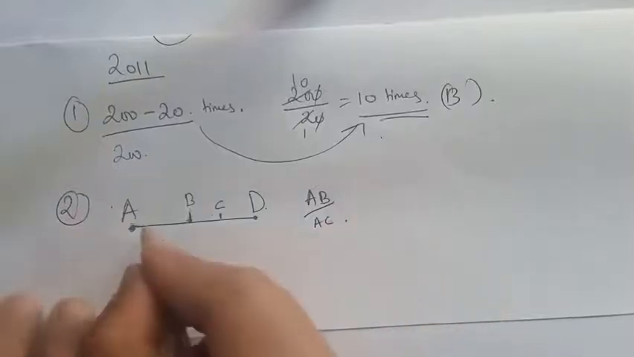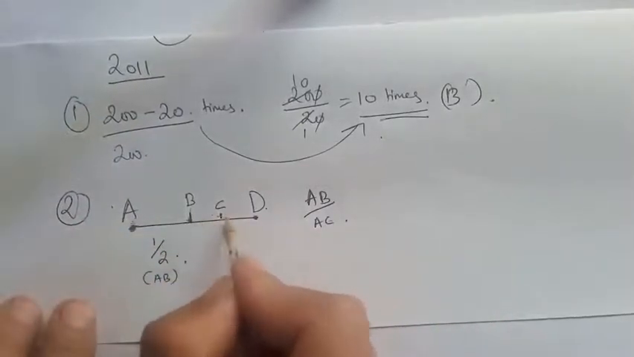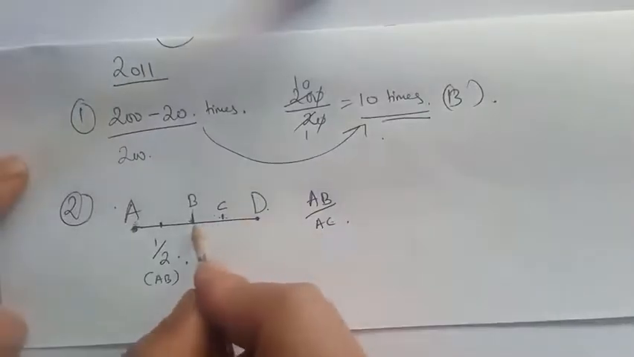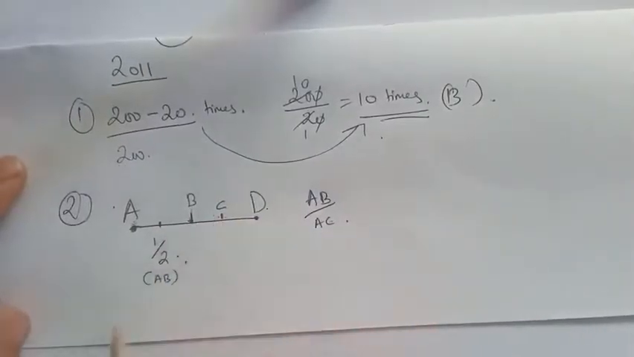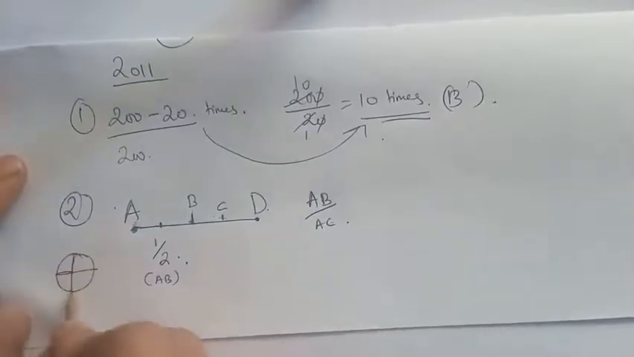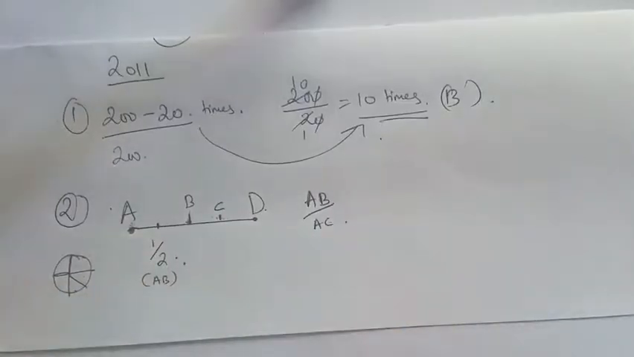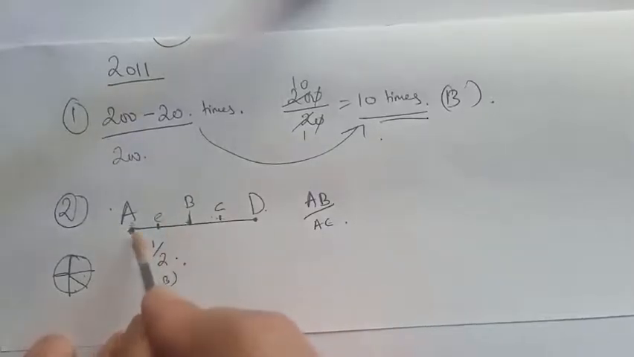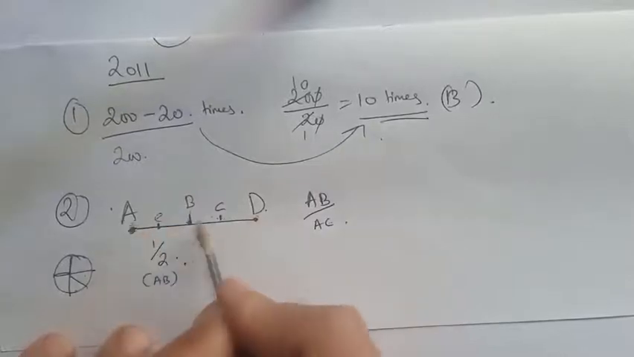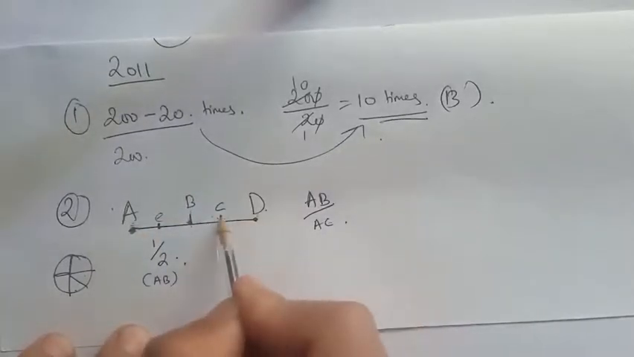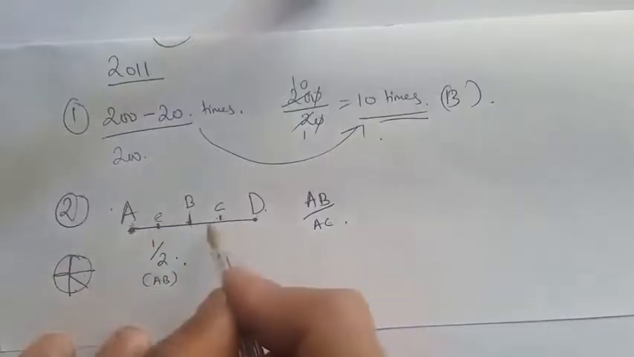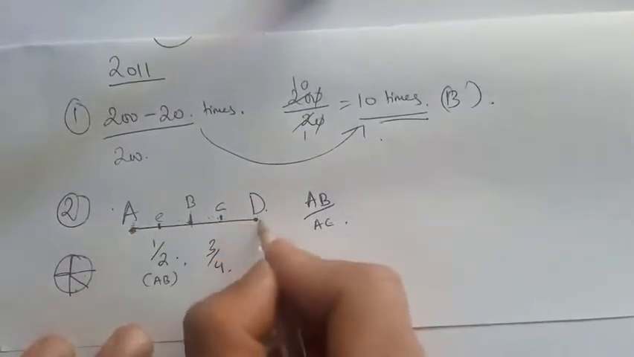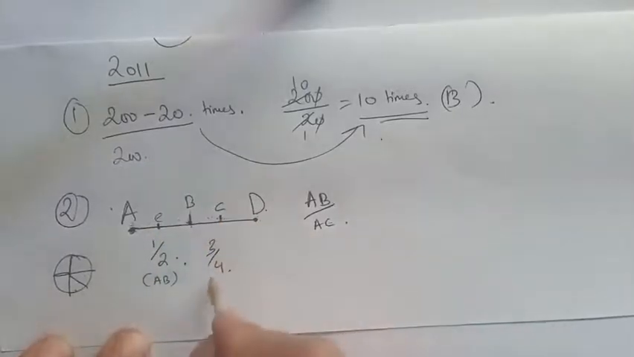Now AC. A to C: C is the midpoint of BD, so BD is divided into two equal parts. Let's say the point is E. Then it is divided into 4 equal parts, 1, 2, 3, 4, meaning the whole is divided into 4, remember. A to C is again 1, 2, 3, which is 3 by 4, the total being 4 parts. So this becomes AC.